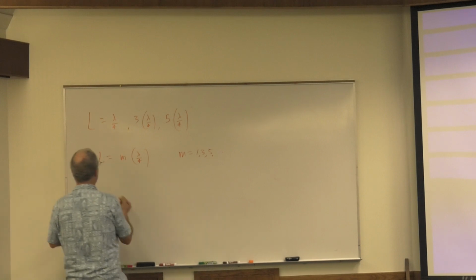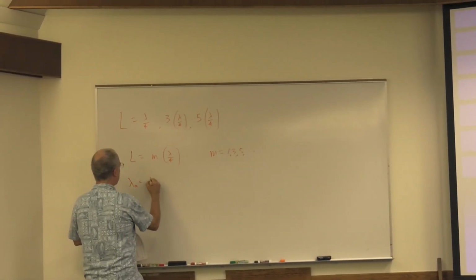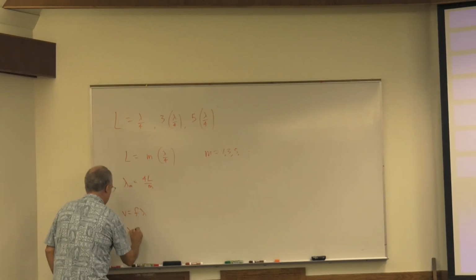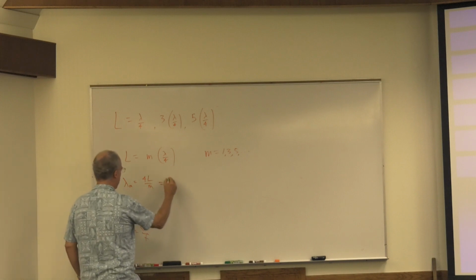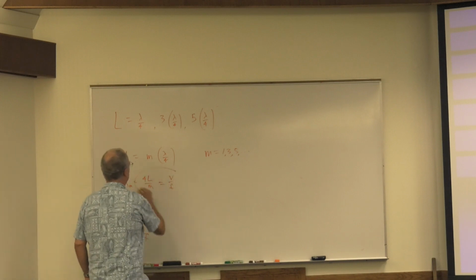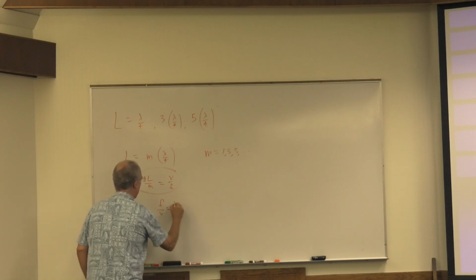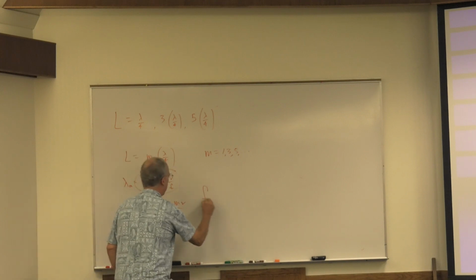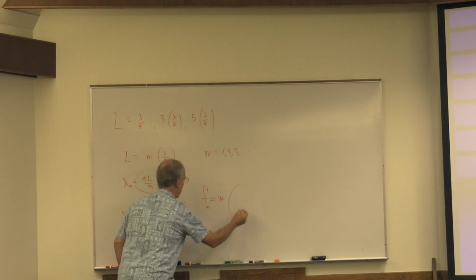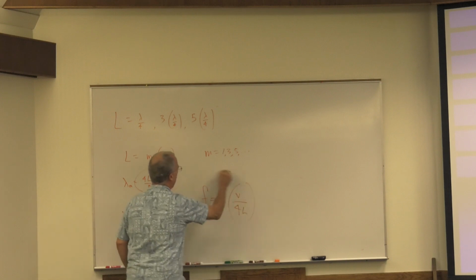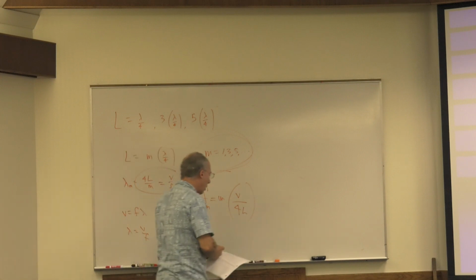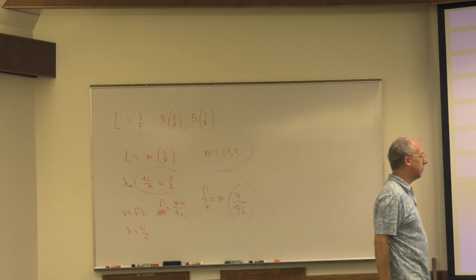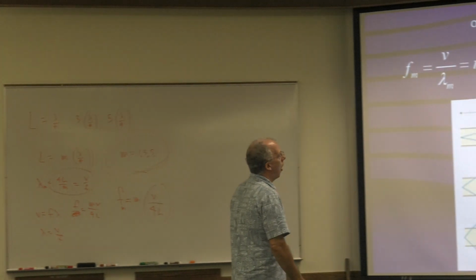Okay, now you just do what we always do. So lambda m equals 4L over m. Okay, v equals f lambda, so lambda equals v over f. So this equals v over f. Flip it. So you get f over v equals m over 4L multiplied by v. And make it look nice. So you get f m equals m v over 4L. But again, that's the thing, right? Only odd harmonics. So with the open-closed pipe, you're only going to get odd harmonics. Right? Odd harmonics.